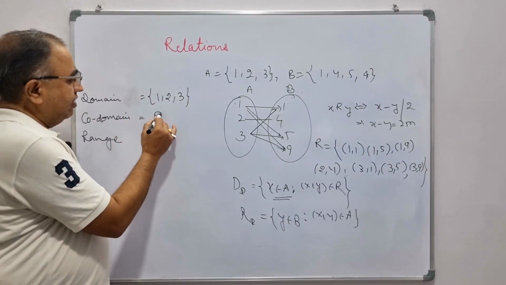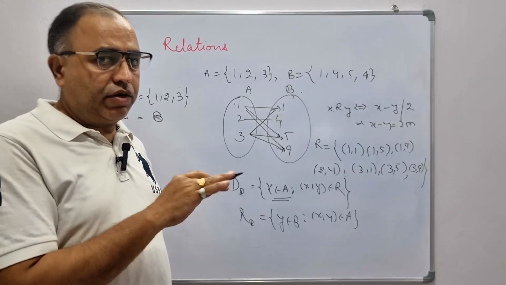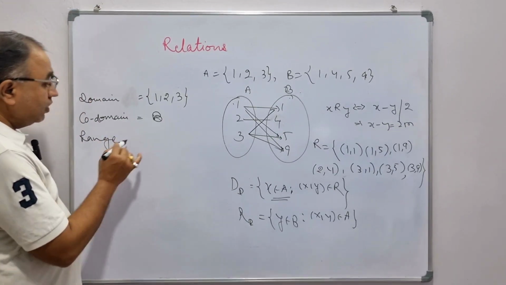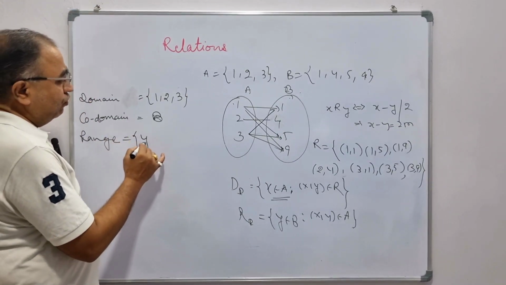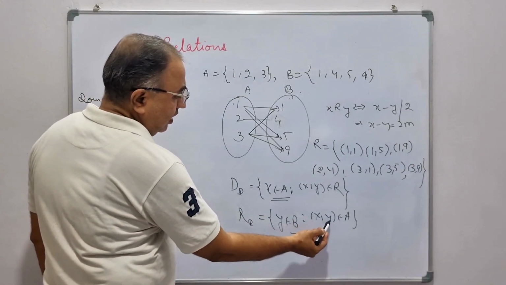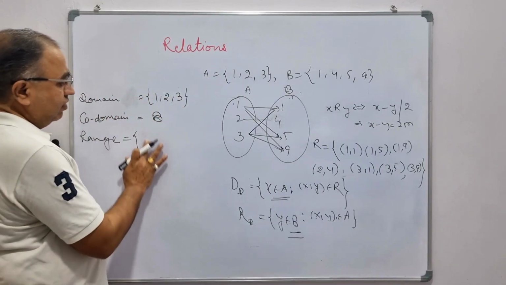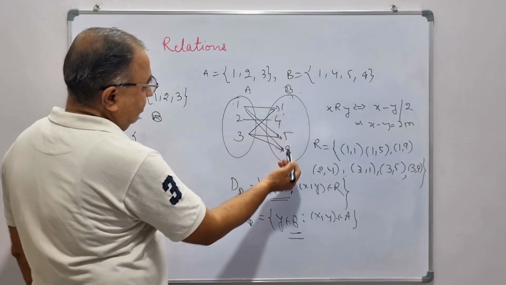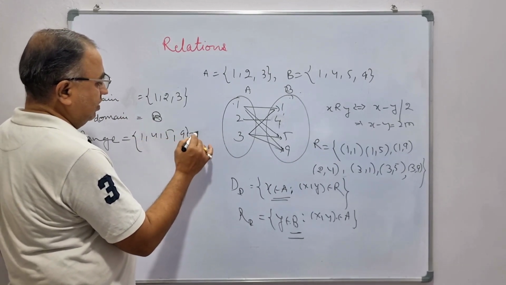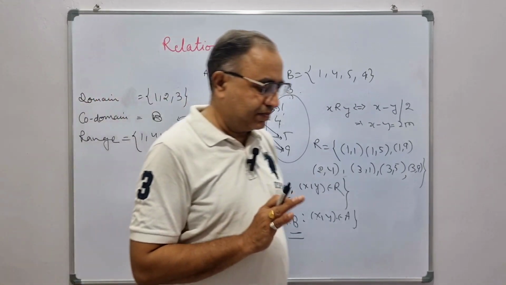Codomain means the entire set B, all the elements of set B, whether they are connected or not connected, without any restriction. Range means only those elements of set B which are related with the elements of set A. So here in this case, the codomain, as all the entries are connected, 1, 4, 5, 9, is the entire set B. So in this case, codomain is the same as range, but it is not necessary.